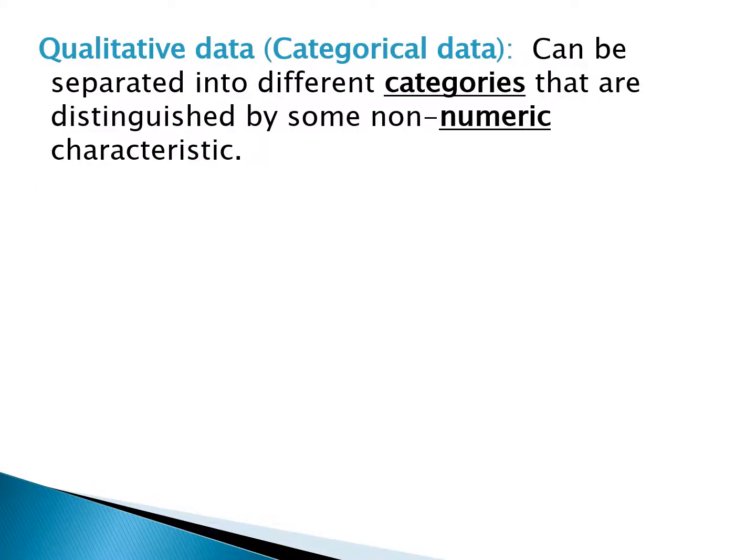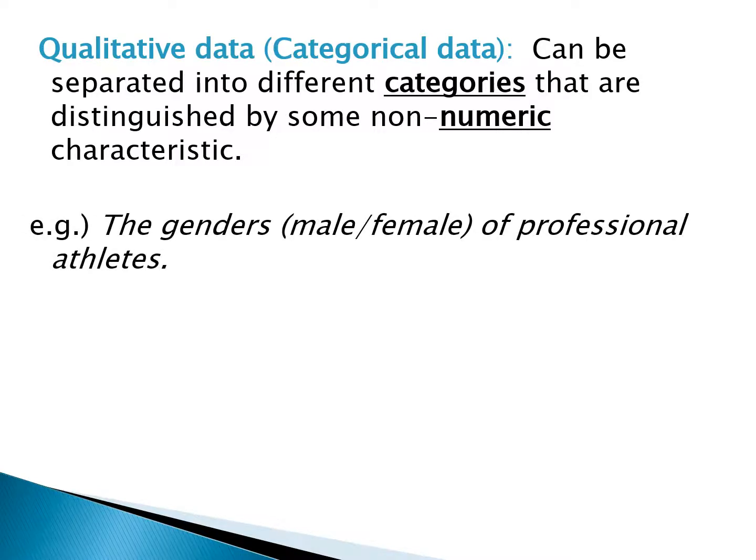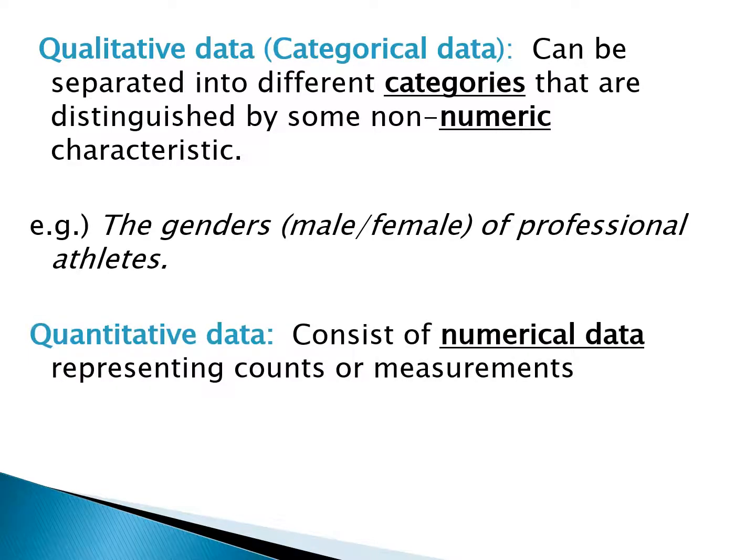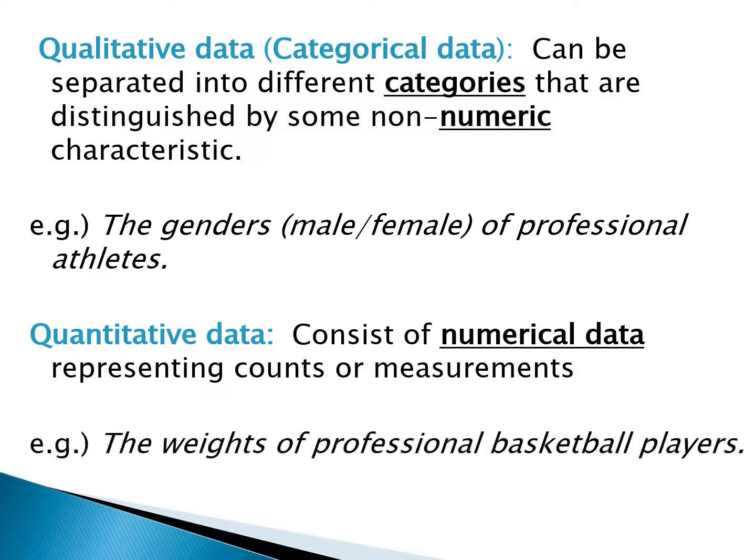Types of data should be familiar from your summer assignment. The first type of data is qualitative, also known as categorical data. This is the type of data that can be separated into categories. It's non-numerical. In other words, hair color, eye color, gender, favorite sports team, etc. Okay, the other is quantitative data. In this case, we have quantities. This is numerical data, such as your height, your weight, the number of siblings you have, etc.